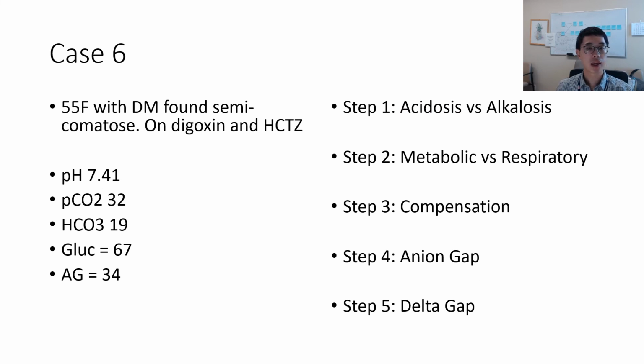So this is the last case. We have a 55-year-old female with diabetes, found semi-comatose. She has a history of being on digoxin and hydrochlorothiazide. Her pH is 7.41, PCO2 of 32, bicarb of 19, glucose of 67, and an anion gap that's already calculated for you at 34. So go through each step individually, and when you're ready, click on play, and we can go to the answer.